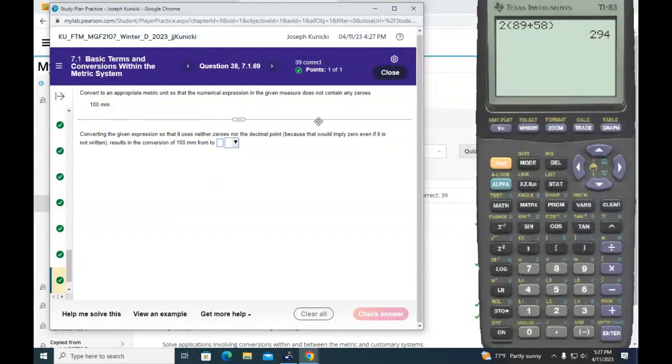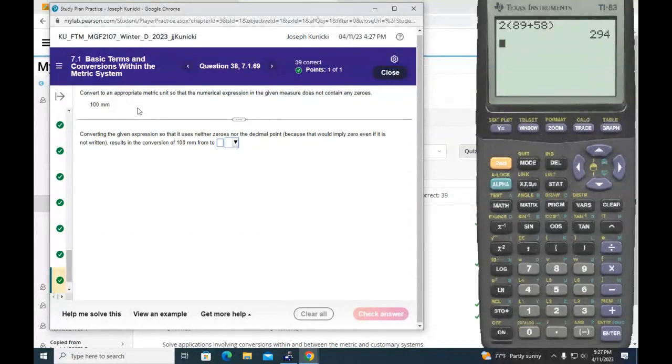Most of these are homework problems. We could try this one. I don't know if this is a homework problem or not, but just to give you an idea of what else we could do here. Convert to an appropriate metric unit so that the numerical expression in the given measure does not contain any zeros. So if I had 100 millimeters, how could I write that as 1 something?